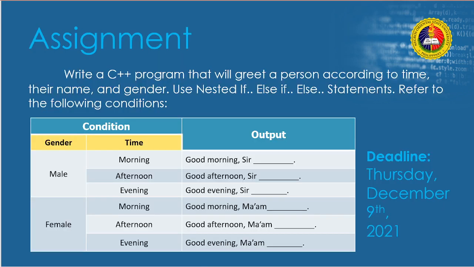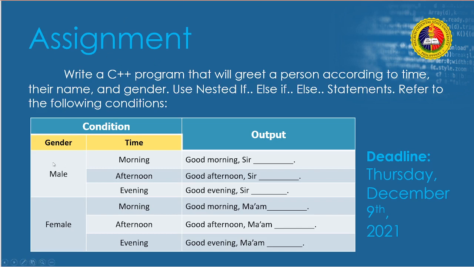All right. So for your assignment for the first topic, basically there will be 2 assignments. For the first one, you're going to create a C++ program that will greet a person according to time, their name, and gender. Use nested if, else statements. Refer to the following condition.